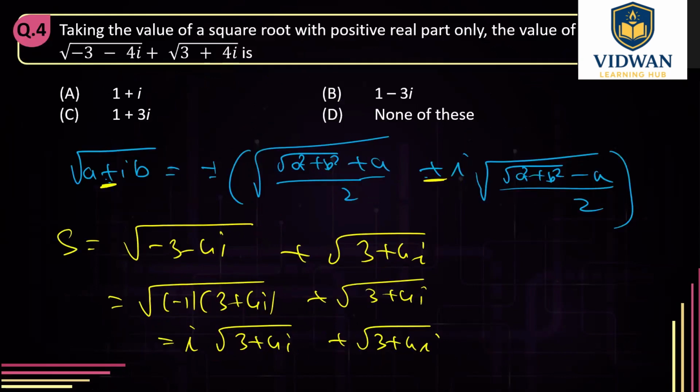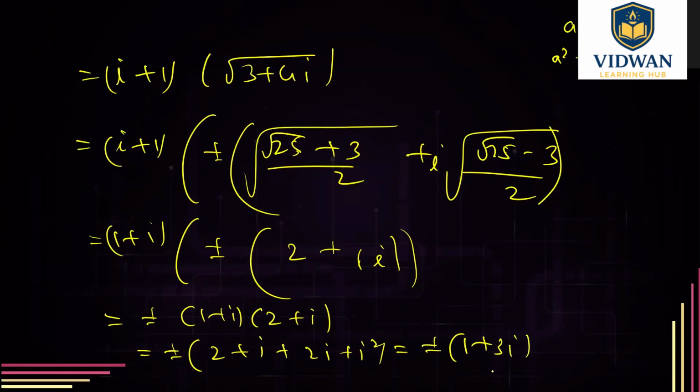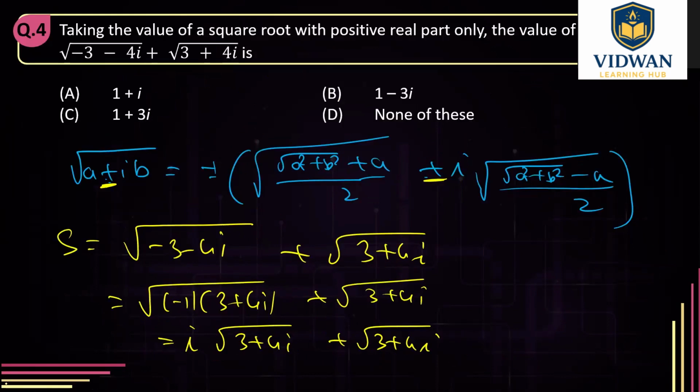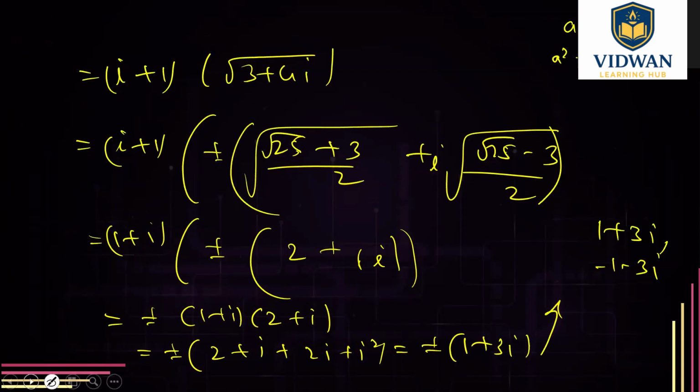And they have asked us to take the value of square root with the positive real part. So out of these answers, there are two answers here, 1 plus 3i and minus 1 minus 3i. So if you want positive real part, the answer is 1 plus 3i. So we can mark C option because you wanted the real part to be positive. Minus 1 minus 3i is not in the option, and anyway that doesn't have positive real part, so we'll have to mark C as the answer. Okay.